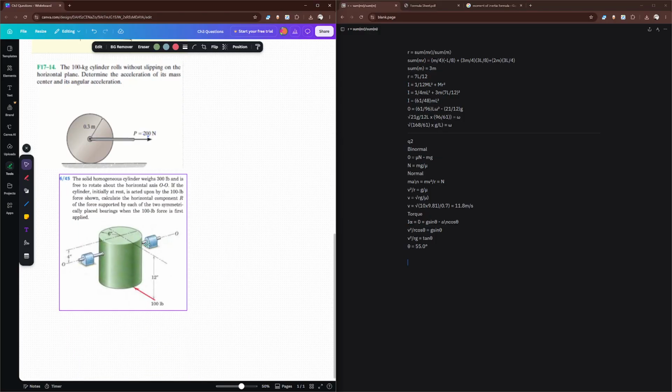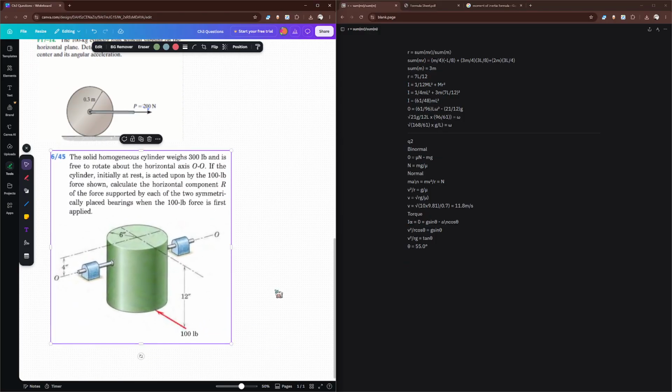Okay, next question. The solid homogeneous cylinder weighs 300 pounds and is free to rotate about the horizontal axis OO. If the cylinder, initially at rest, is acted upon by the 100-pound force shown, calculate R, the force supported by each of the two symmetrically placed bearings, when the 100-pound force is first applied.